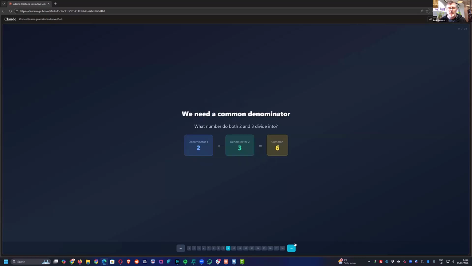How do we do that? Well, we look for what's known as a common denominator. So what number do both 2 and 3 divide into? Well, one easy way is to multiply the two together and you'll get 6. So both 2 and 3 go into 6 with nothing left over.